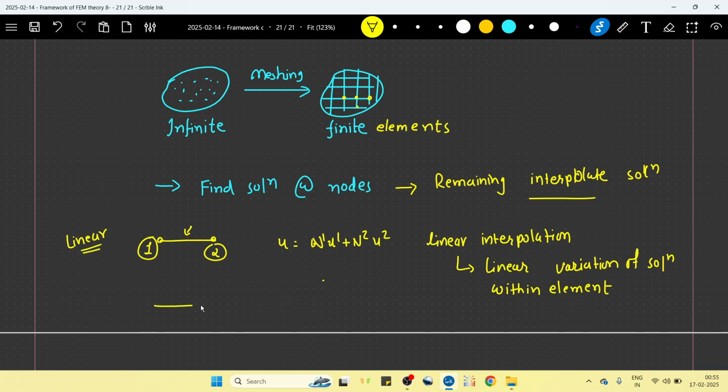Similarly, if we introduce a mid-side node in this element, that means a three-noded element, we will have quadratic interpolation, which is nothing but quadratic variation of our solution within the element. So this is called a quadratic element.